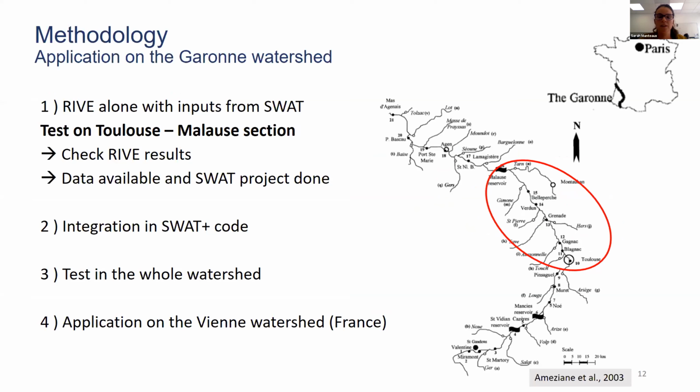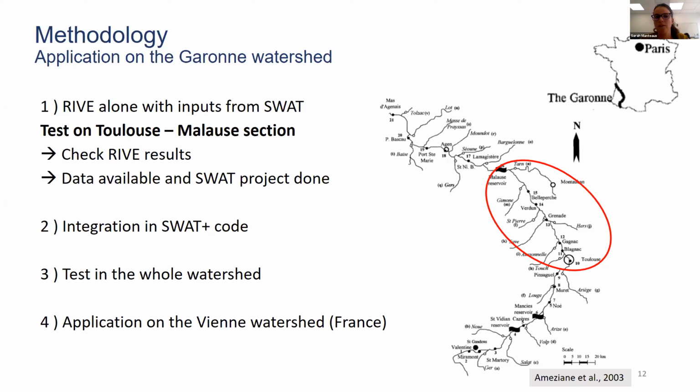And so the methodology I'm going to apply is first to test RIVE on one segment of the Garonne watershed, which is the part from Toulouse to Malcausse. We chose that part because we have data on the Garonne watershed, and a SWAT project was done. First I had to do that on the Vienne watershed, but I didn't have any of that. So we chose the Garonne first.